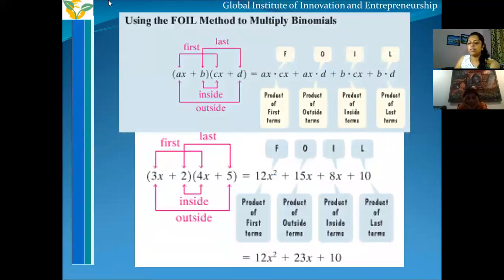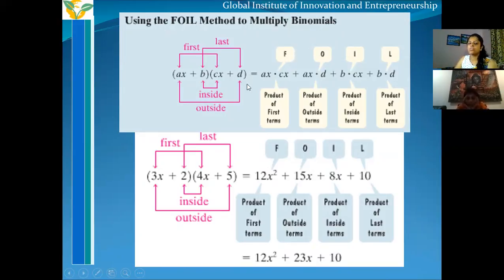Next, I have already told you in the previous part, using the FOIL method to multiply binomials. F means first, O means outside, I means inside, L means last. First, outside, inside, last method to multiply binomials. These are the different methods to multiply binomials. You can use any of the methods for your convenience.